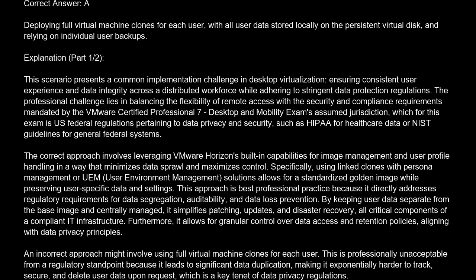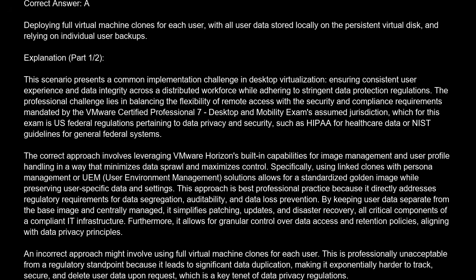The correct answer is A. Deploying full virtual machine clones for each user, with all user data stored locally on the persistent virtual disk, and relying on individual user backups. Explanation. This scenario presents a common implementation challenge in desktop virtualization: ensuring consistent user experience and data integrity across a distributed workforce while adhering to stringent data protection regulations.